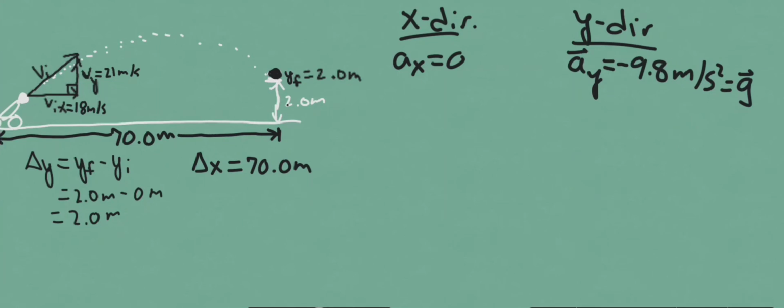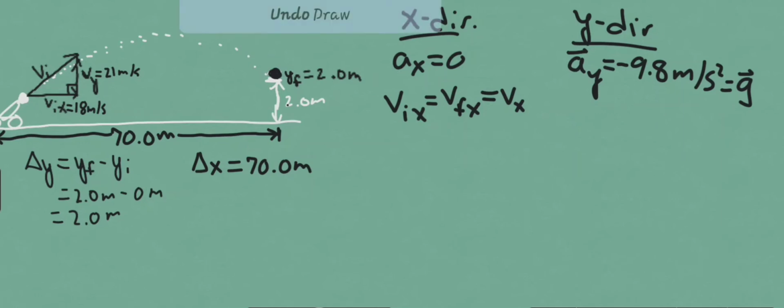Okay. Since the acceleration in the x direction is 0, that means velocity is constant. And if velocity is constant, the initial velocity in the x direction will always equal the final velocity in the x direction. So we can just say velocity in the x direction instead of writing Vix and Vfx. I don't know what happened to my diagram, but it got deleted, so let me draw that tangent again.